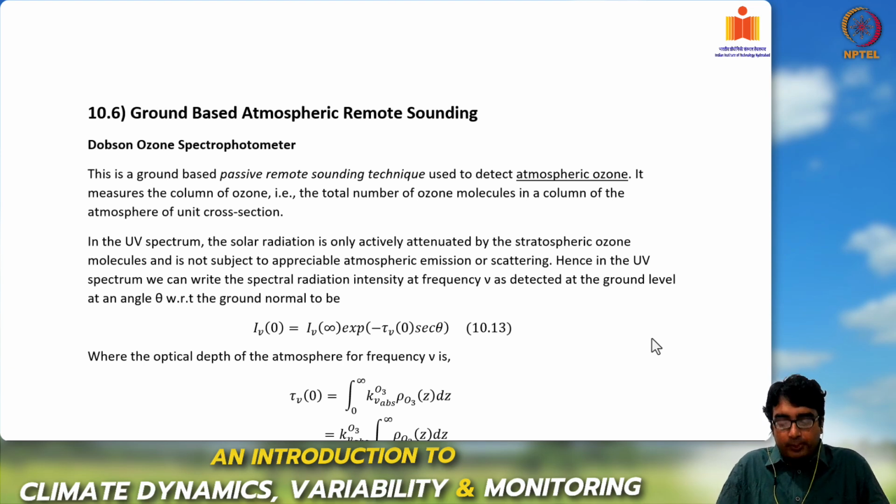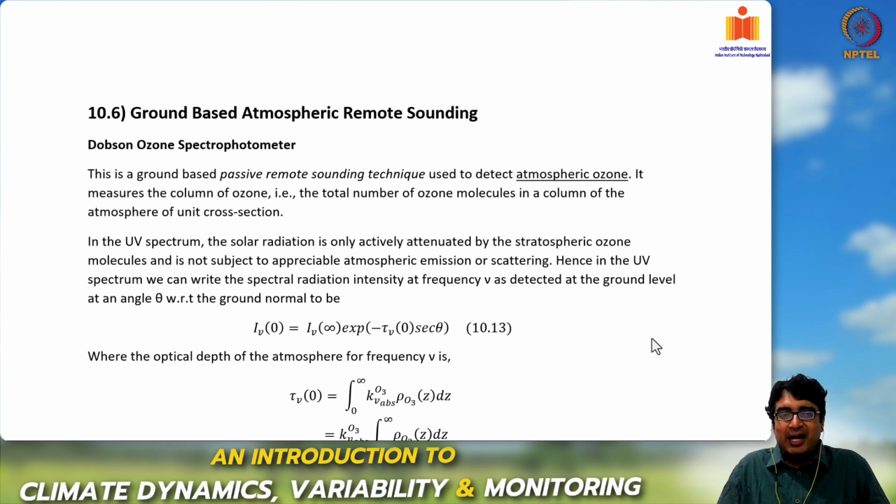Today, we will complete our discussion on remote sensing and remote sounding instrumentation for climatology and meteorology by looking at a few examples of ground-based atmospheric remote sounding methods. So these are remote sounding of the atmosphere from weather stations stationed on the ground.